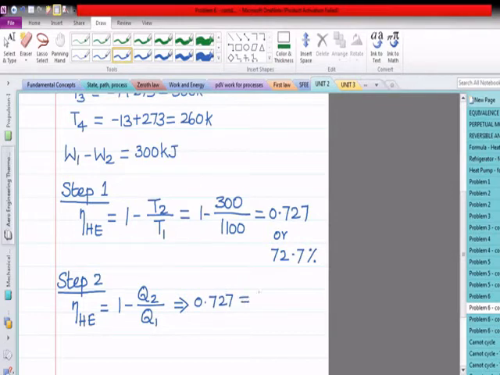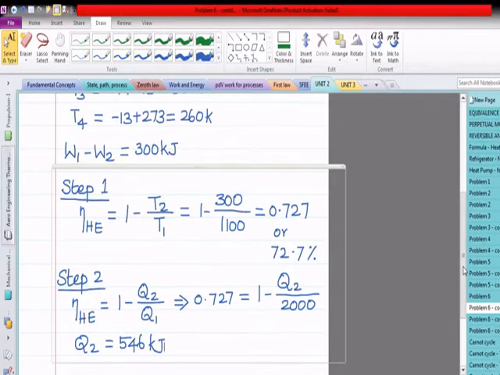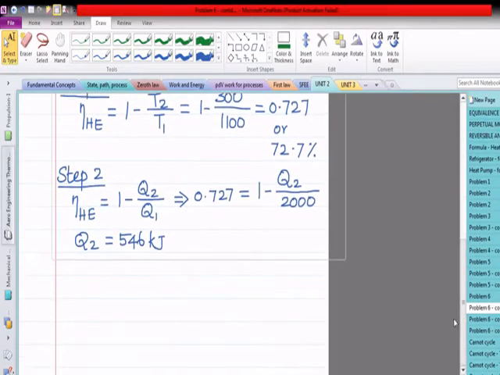0.727 is equal to 1 minus Q2 by Q1, where Q1 is 2000. So I can simplify to get the value of Q2. Q2 is equal to 546 kilojoule. In the next step, I am going to find out the work output of the heat engine. So that is W1.